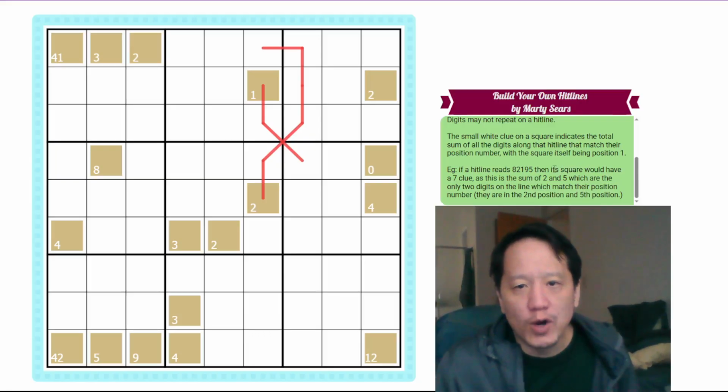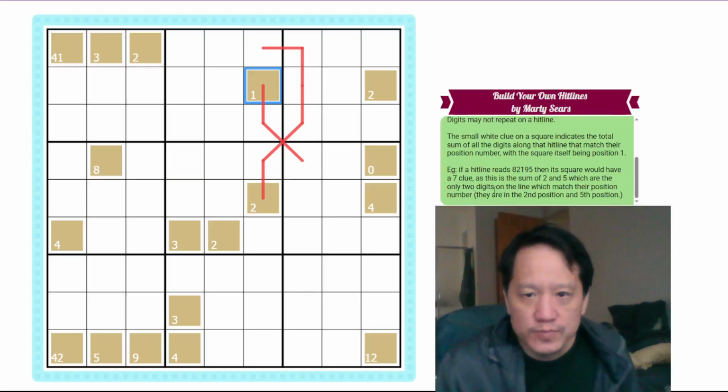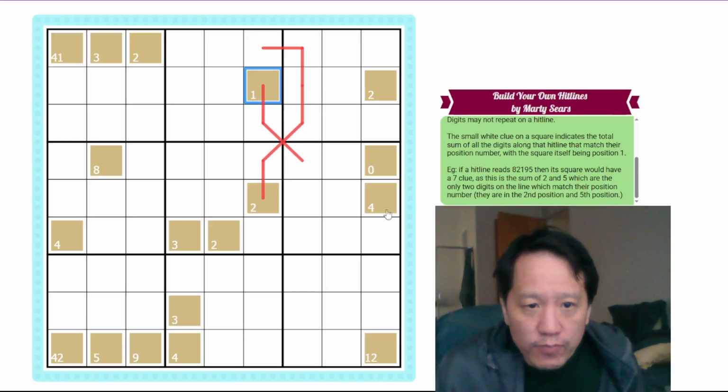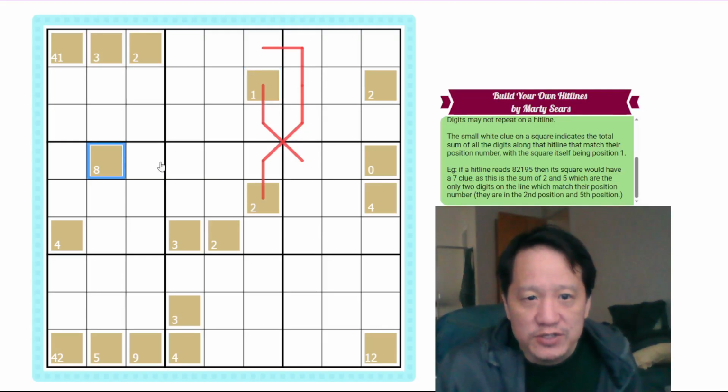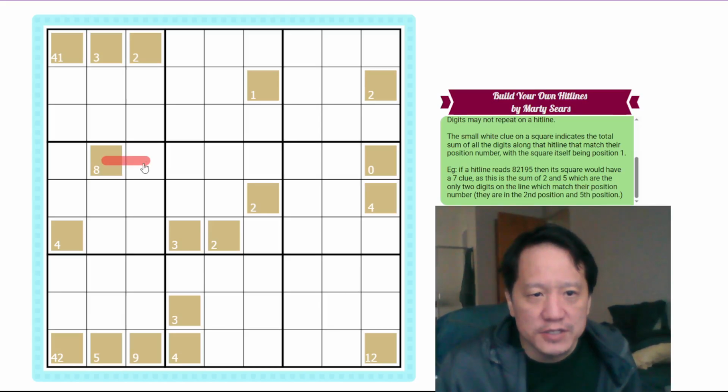The small white clue on a square indicates the total sum of all the digits along that hit line that match their position number, with the square itself being position 1. For example, we don't have a 7 here, but this is the closest thing. So say this was a 7 here, and this is a hit line like this.